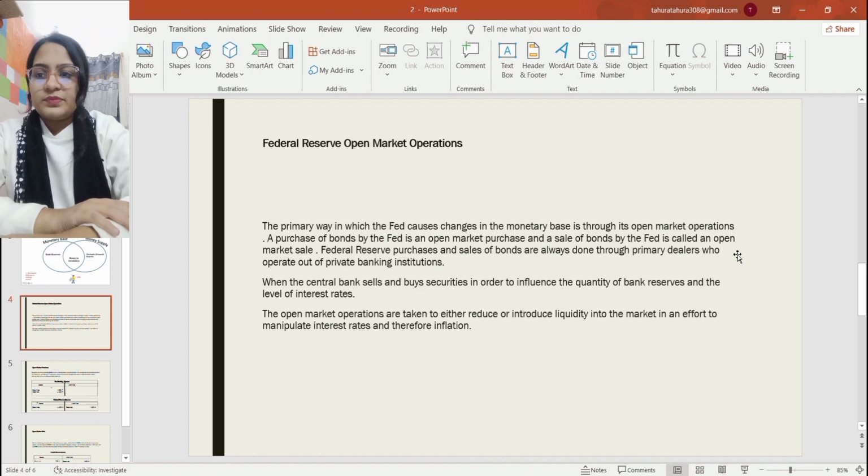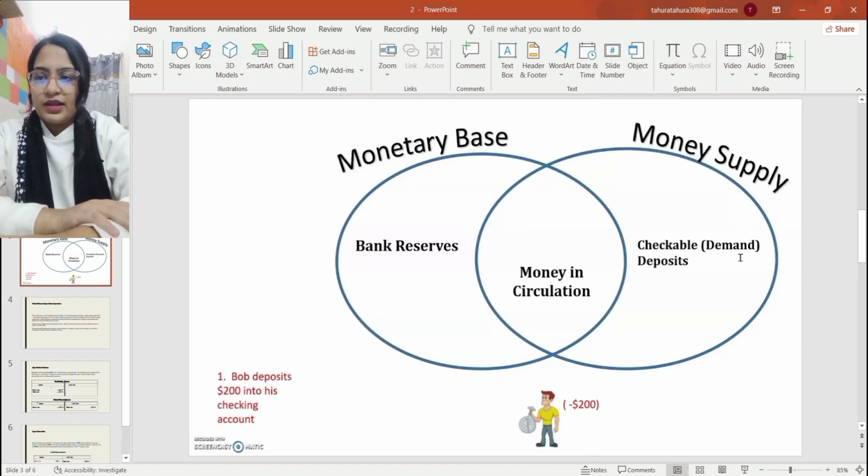Here we can see a picture of the monetary base and money supply. Here bank reserves and money in circulation are added to the monetary base, and checkable deposits and money in circulation are added to the money supply. So bank reserves and money in circulation is the monetary base, and money in circulation plus checkable deposits, which is called demand deposits, is the money supply.